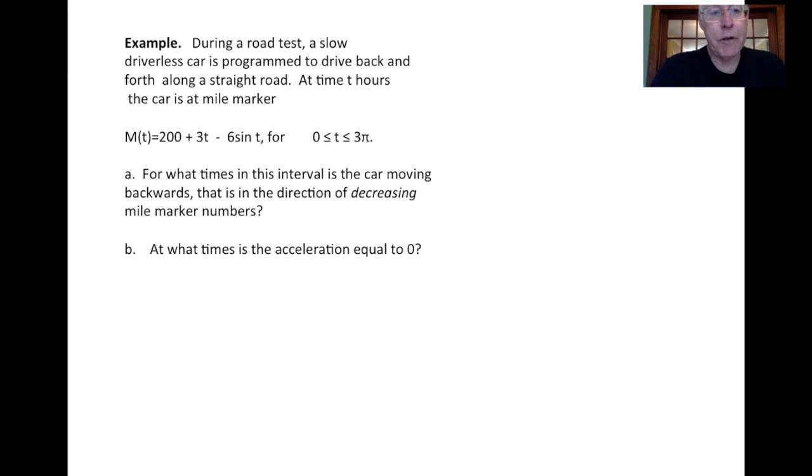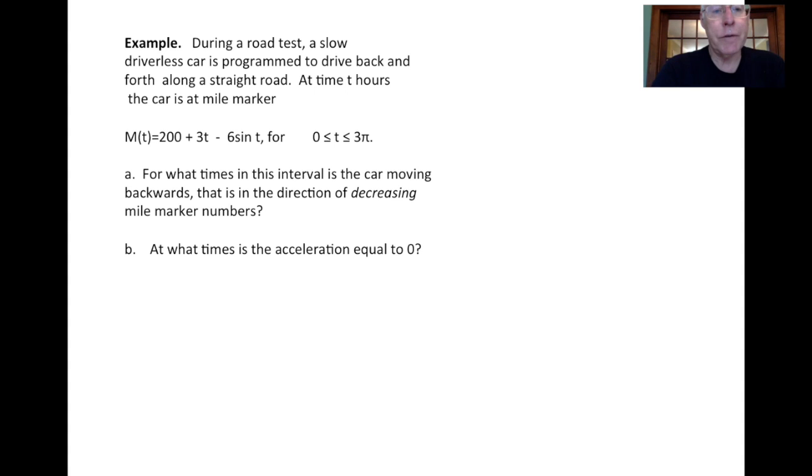Take a look at an application problem here. So during a road test, a slow driverless car, which I know they're experimenting with nowadays, this car is programmed to drive back and forth along a straight road. At time t hours, the car is at the mile marker m of t, given by 200 plus 3t minus 6 sine t, and this is going to hold true for times t between 0 and 3 pi. So remember, t is in hours here.